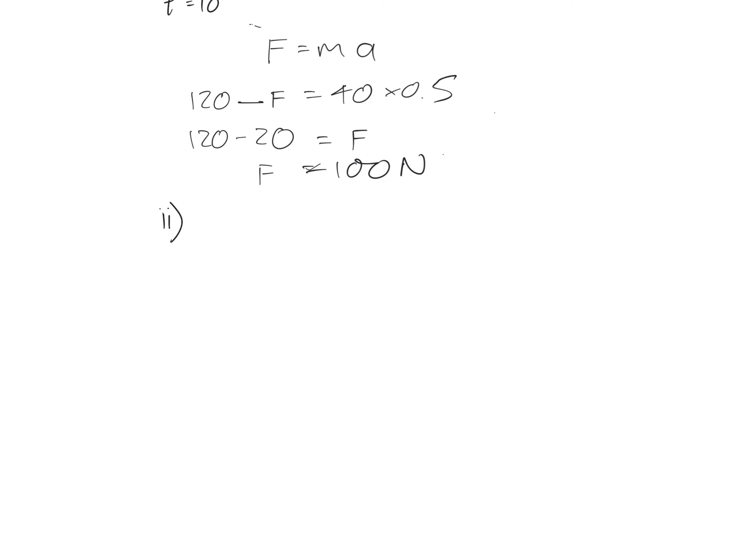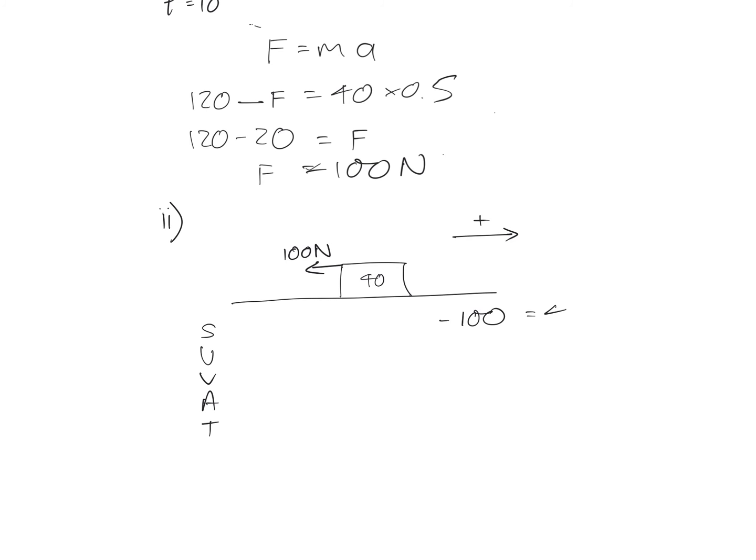Part 2. When the sledge is at 5 meters, the rope breaks. So, new scenario. The rope's now broken, but the resistance to motion remains 100 newtons. So that's now the only force on it. We're going to keep this as my positive direction. New suvat, but where we've now got a new acceleration. So we can now work out the acceleration. So the force is 100, force in a minus direction equals the mass times the acceleration. So the acceleration is minus 2.5.